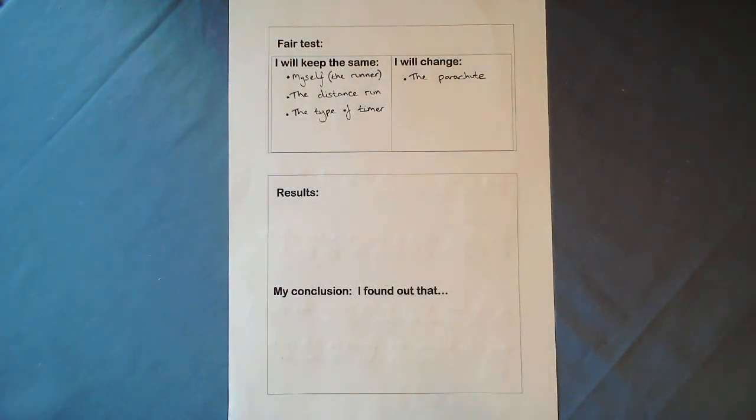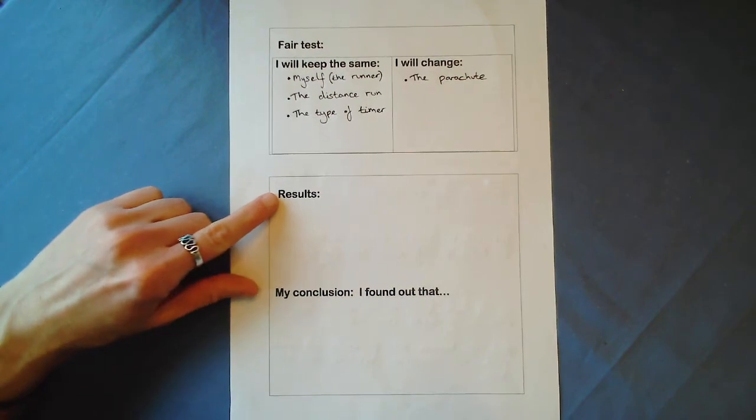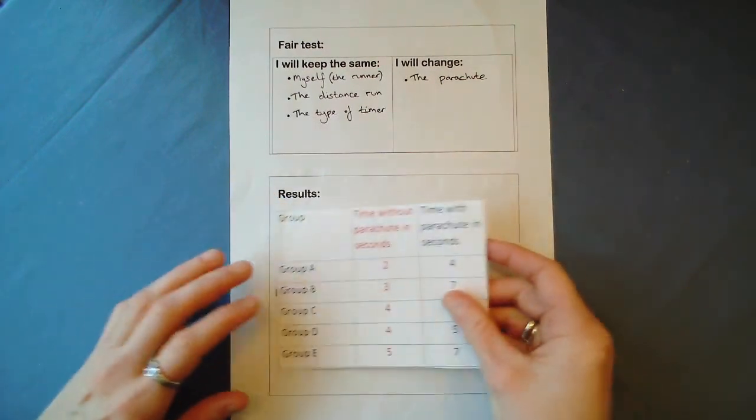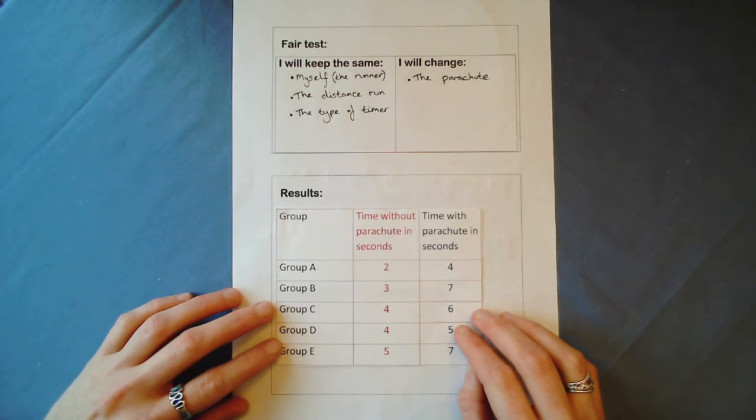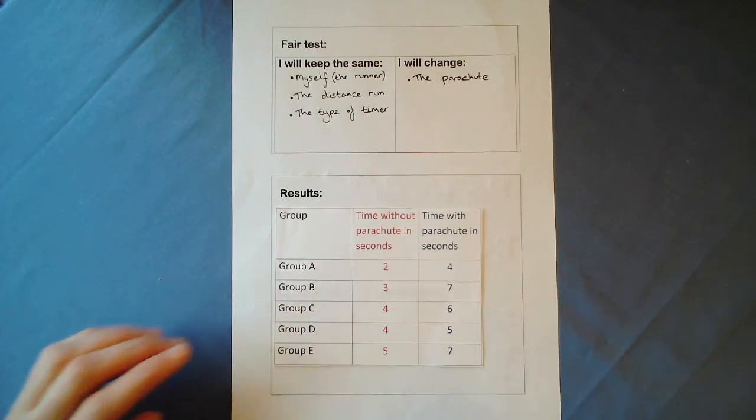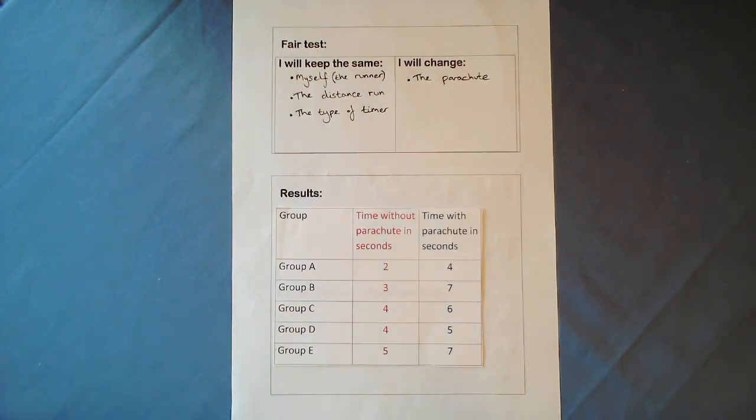Now, if you're going to do this experiment at home, now is the time to pause and have a go and get yourself some results. You could put them into a table a little bit like this one. So this is last year's Year 4 results. Let's have a look at them together.